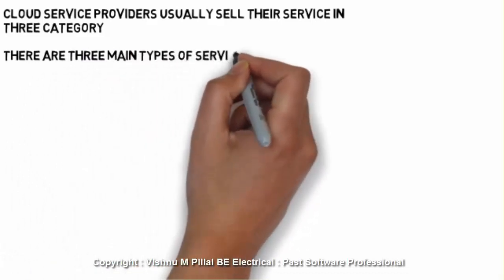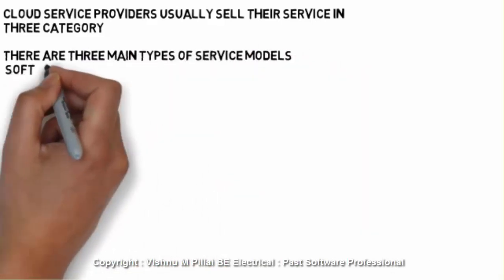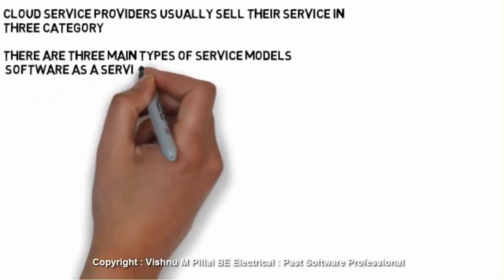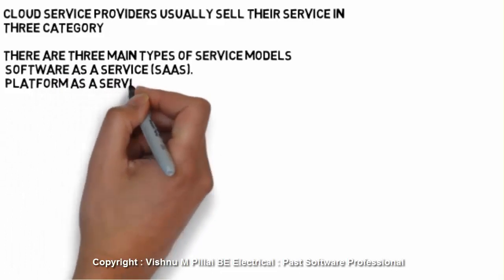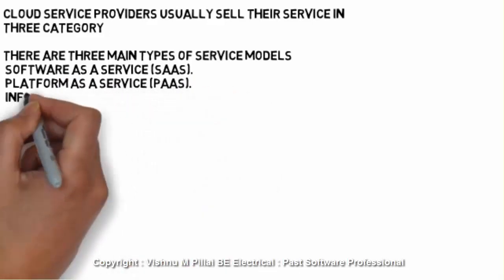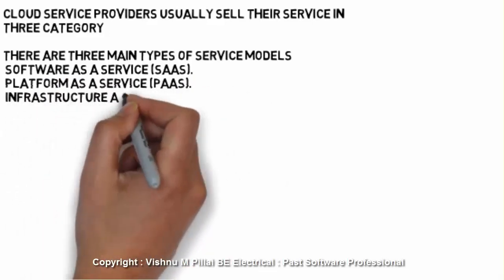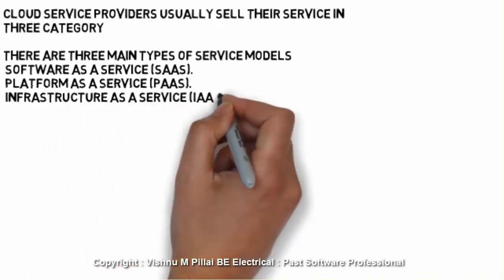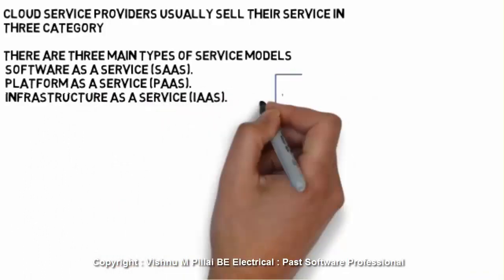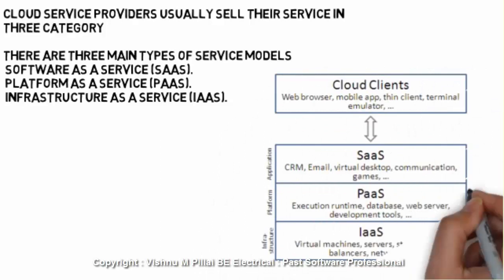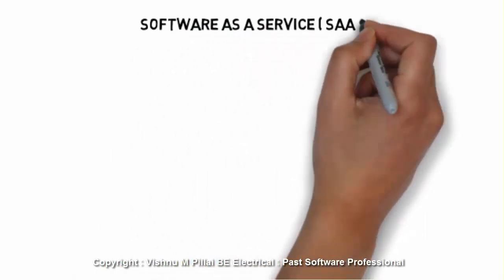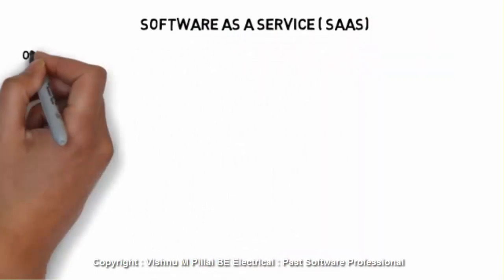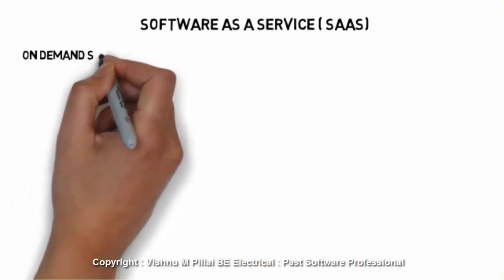Cloud service providers usually sell their service in three categories. The three main types of service models are software as a service, platform as a service, and the third one is infrastructure as a service. Software as a service is usually providing a space where you can deploy your software, like the applications in the Play Stores, etc. We'll look into the details of what software as a service is all about.